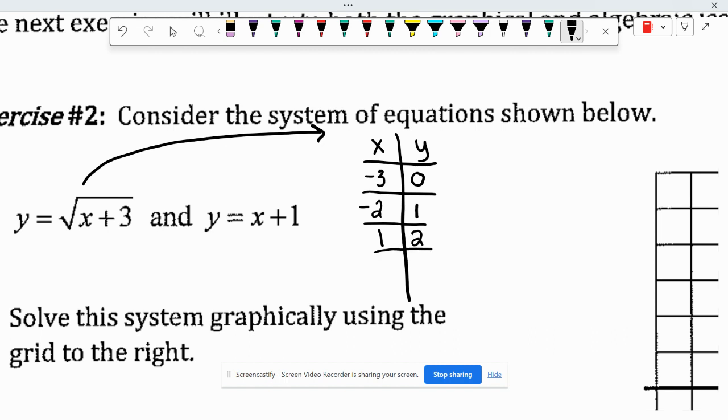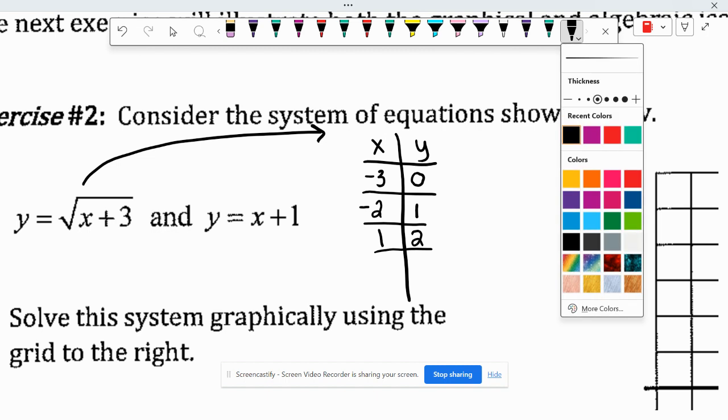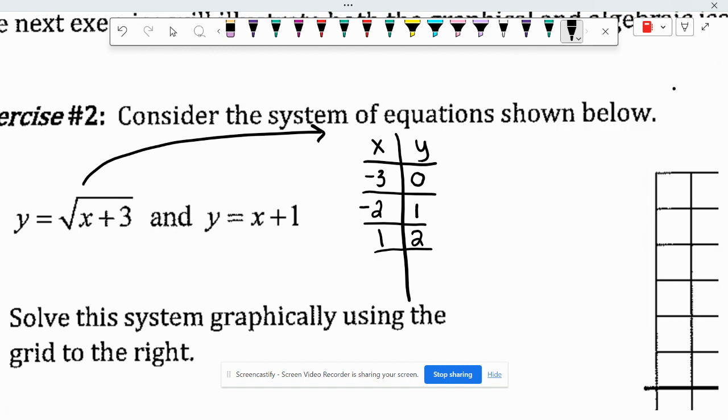I'm trying to pick nice numbers that we can graph, right? So the next perfect square is, what comes after 4? 9. What do I have to add to 3 to make it equal 9? 6. So I have to let x equal 6. 6 plus 3 is 9. The square root of 9 is 3.